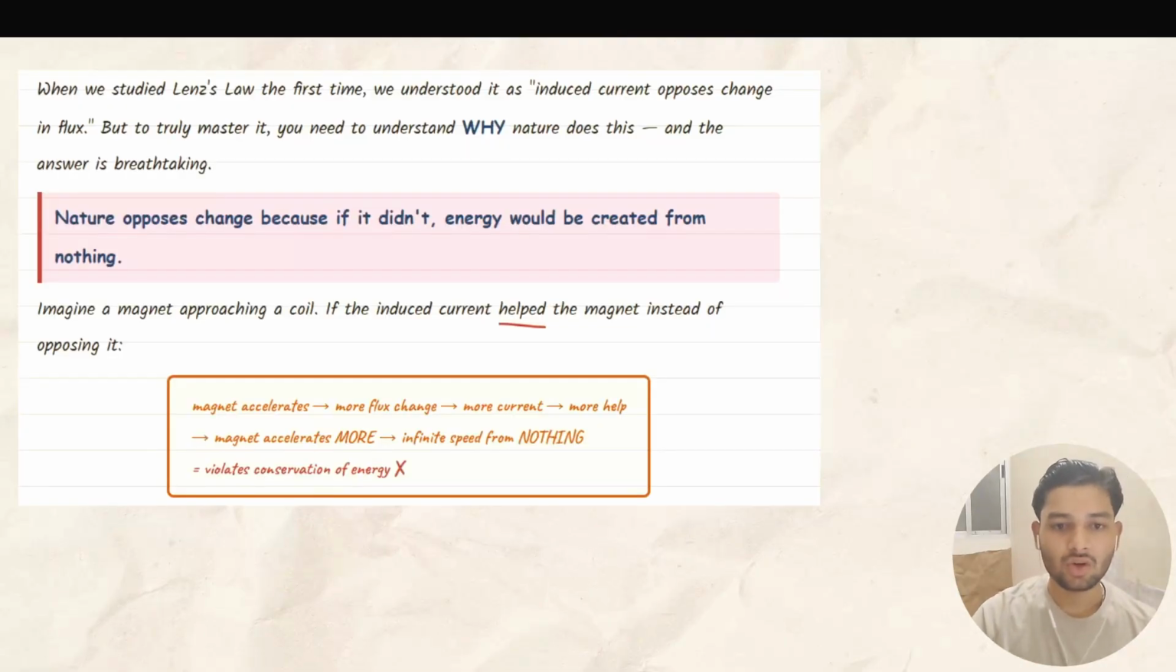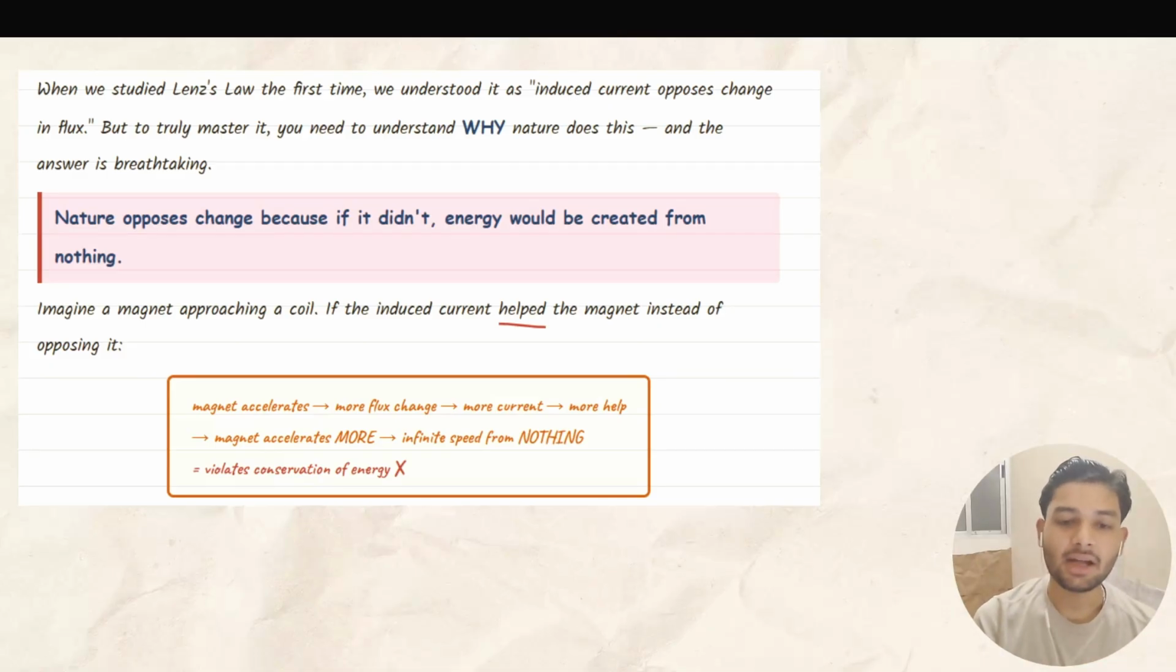First topic. When we studied Lenz law the first time, as I said, we understood it as: induced current opposes change in flux. But to truly master it, you need to understand why nature does this, and the answer is breathtaking. Nature opposes changes because if it didn't, energy would be created from nothing. And we can't afford energy that is being created from nothing and doesn't get destroyed or conserved.